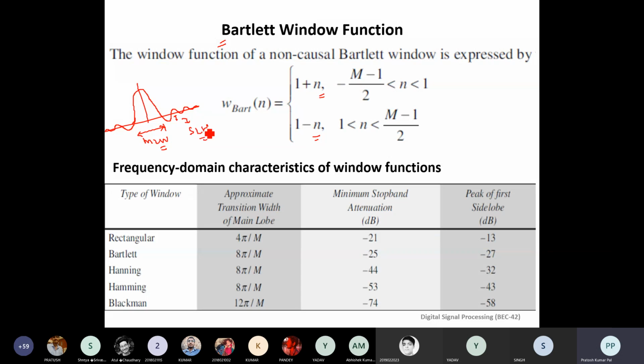Also, if the side lobe height, or you can say the peak of the side lobe, is less, then it will be better. In terms of that, we can see if a rectangular window or Bartlett window is there, the main lobe width in the rectangular window is 4 pi by m. M is the order of the filter.